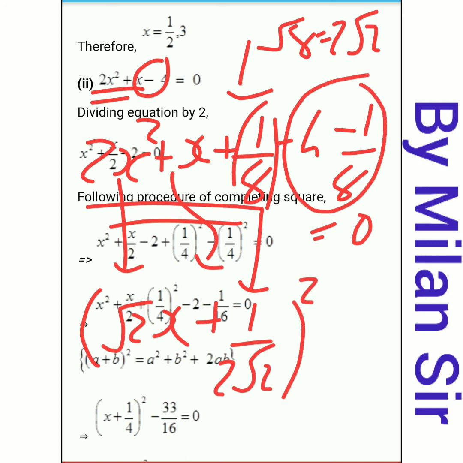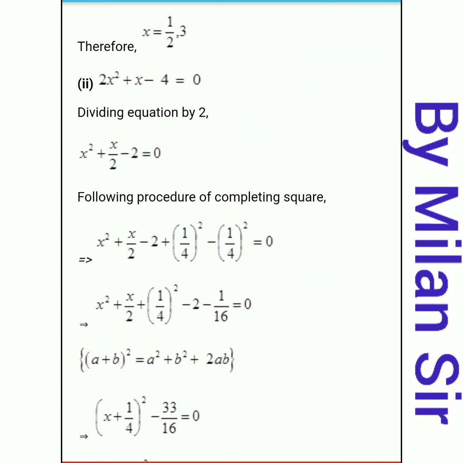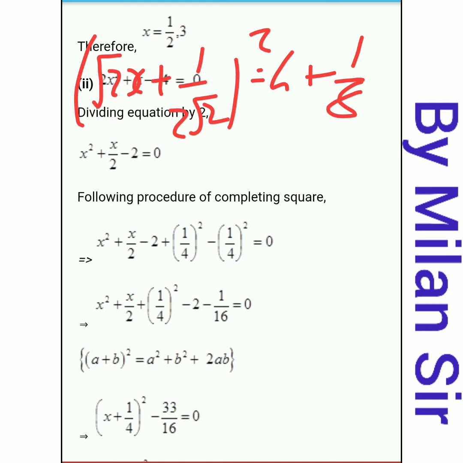Okay, now transfer both these terms to the right hand side, so they become positive. So minus 4, if we transfer it to the right hand side, becomes plus 4, and minus 1 by 8 becomes plus 1 by 8. Under root 2x plus 1 upon 2 under root 2 all squared is equal to 4 plus 1 by 8. On the right hand side we need to take the LCM. So here we need to divide by 8 and multiply by 8.